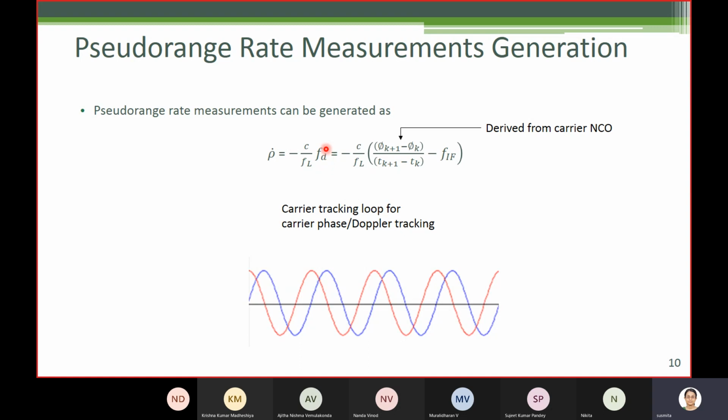As I noted earlier, Doppler is more accurate because the corresponding discriminator can tolerate less noise. So the pseudo range rate measurements that we get when a PLL is locked are more accurate. So this explains to you how the pseudo range and pseudo range rate measurements are obtained.